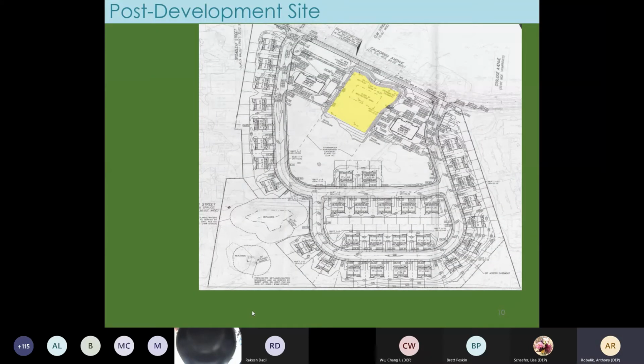This is the site plan. It's a residential development. They're constructing homes, roadway, and 2 buildings in the center of the property. Also in the center is their stormwater management basin, which is an infiltration type basin, shown in yellow.